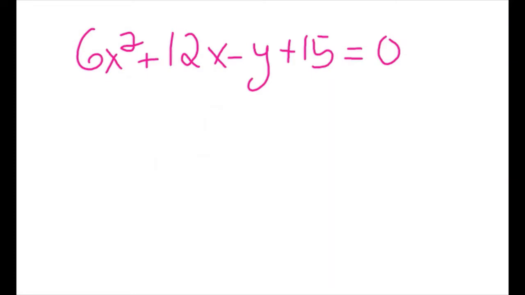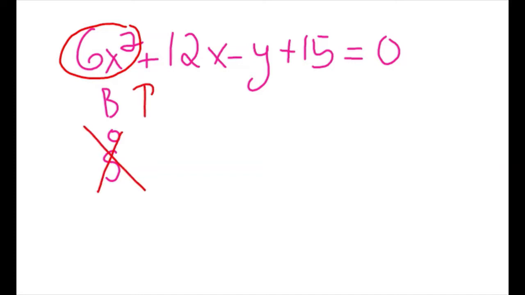Let's see another example. Let's say we have the equation 6x squared plus 12x minus y plus 15 equals 0. Remembering our acronym BOSS, let's see if both variables are squared. Well, in this equation, we only have one squared term, 6x squared. Therefore, we can ignore the next two questions and already know this is going to be a parabola.